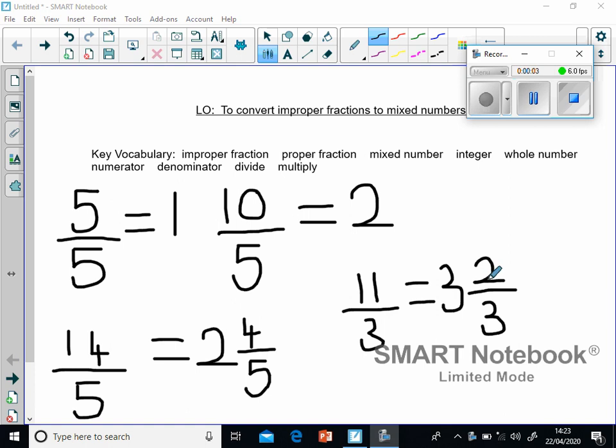Hello Lilac class. Our learning objective today is to convert improper fractions to mixed numbers. And our key vocabulary is improper fraction, proper fraction, mixed number, integer, whole number, numerator, denominator, divide and multiply.